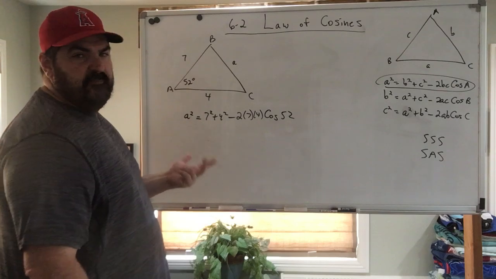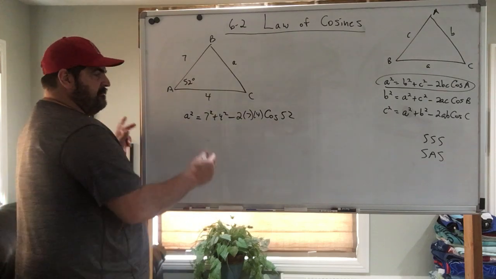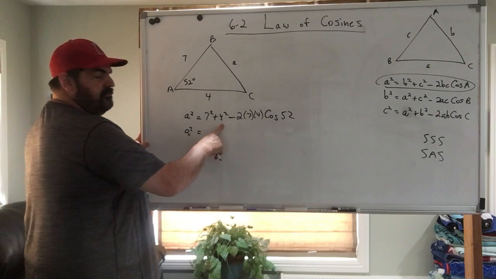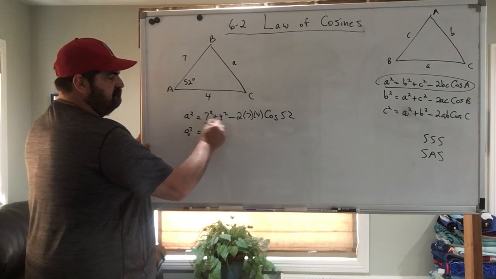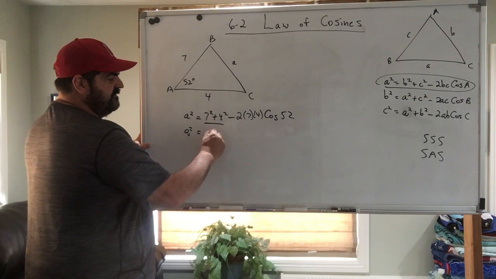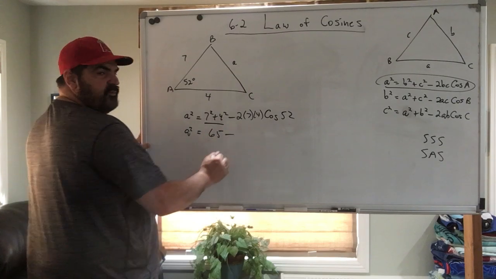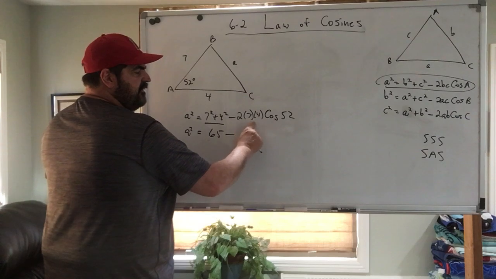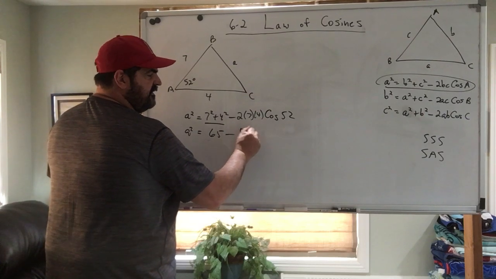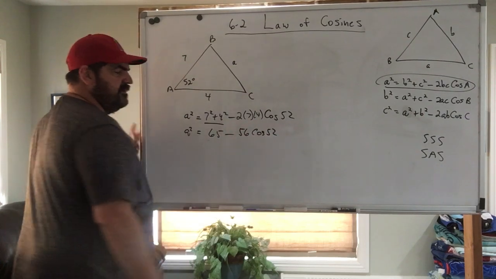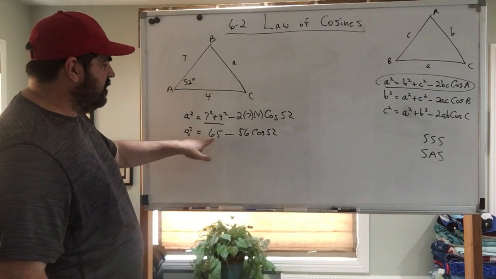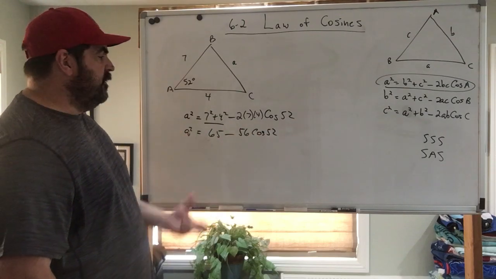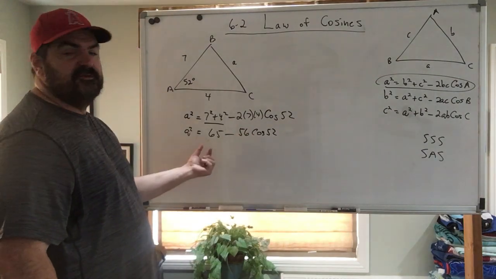Now the thing that people mess up is they do bad math. So let me go through that real quick. This is 49 plus 16. Those two I can add together, that will give me 65. But the rest of it after the minus sign is all multiplication. So if you multiply these together, you get 56 cosine of 52. The error that people will make is they'll go, oh, 65 minus 56 is 9, times... no. We know order of operations, you multiply before you subtract.